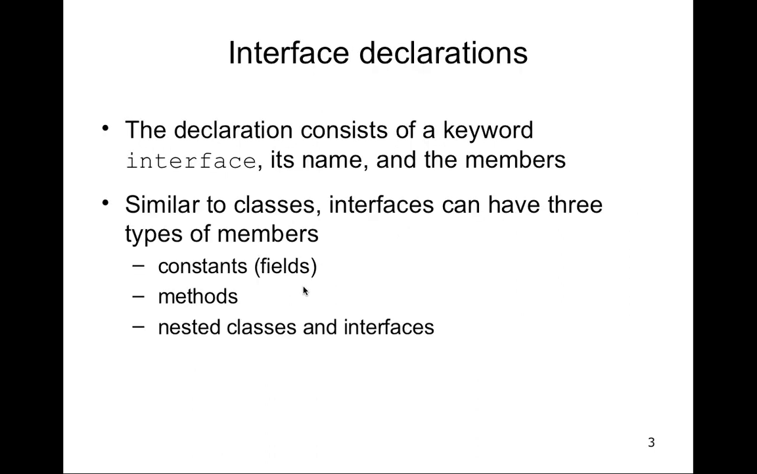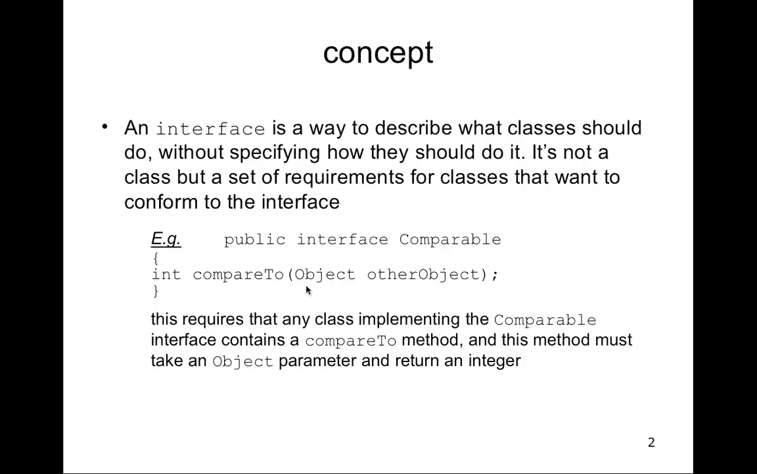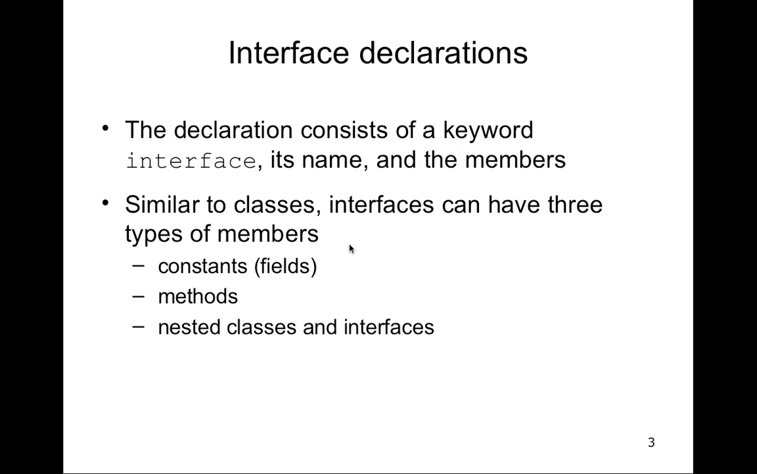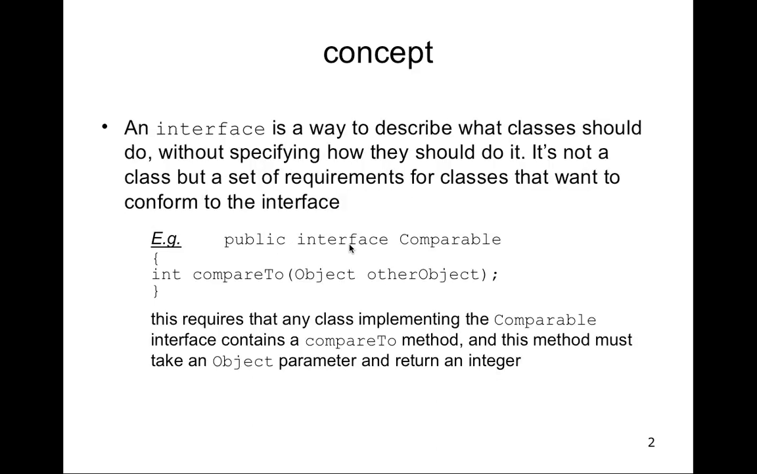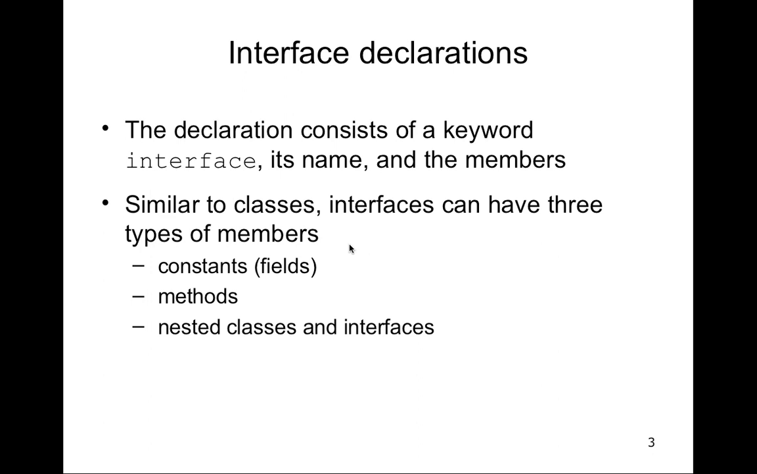So interface declarations. The declaration consists of the keyword interface, as we've seen here, public interface, and its name and the members that are associated with it. Similar to classes, interfaces have three types of members associated with them: fields or constants, data members, member functions, and nested classes and interfaces. It's common to see interfaces nested inside of interfaces.